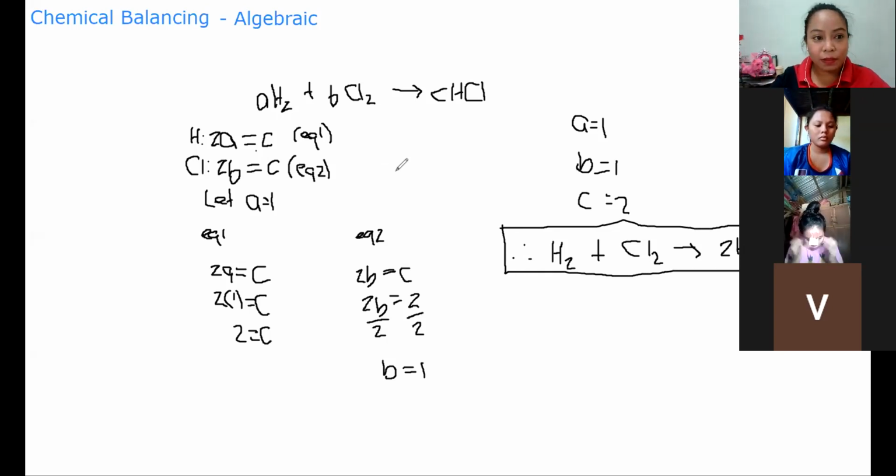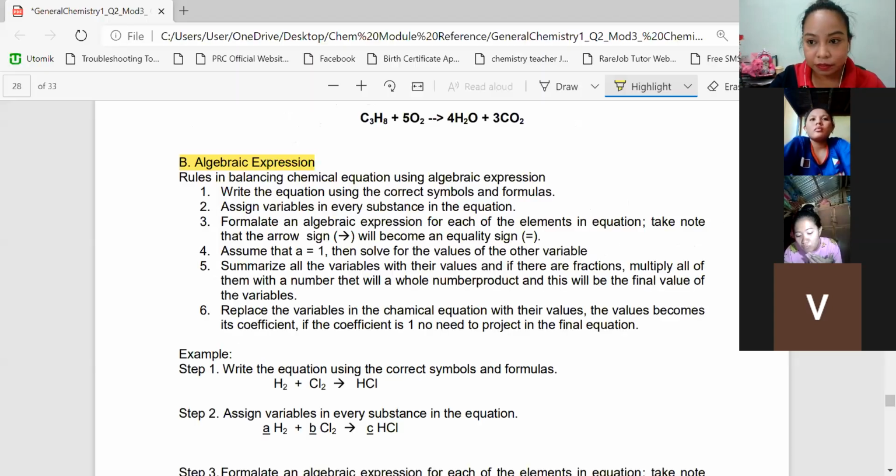Ma'am, unsa ni nga module, ma'am? Module 3, lesson 3? Wala pa mi sa lesson balancing. Nag-answer pa man mi sa lesson 1, ma'am.